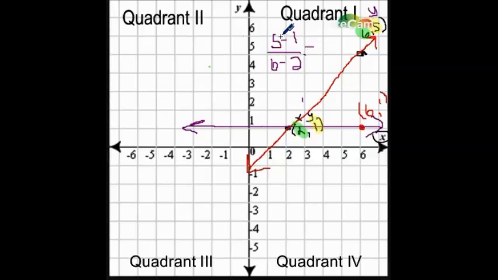And now what does that equal? 5 take away 1 is 4. And 6 take away 2 is 4. So my slope for that line is 1, because 4 over 4 equals 1.